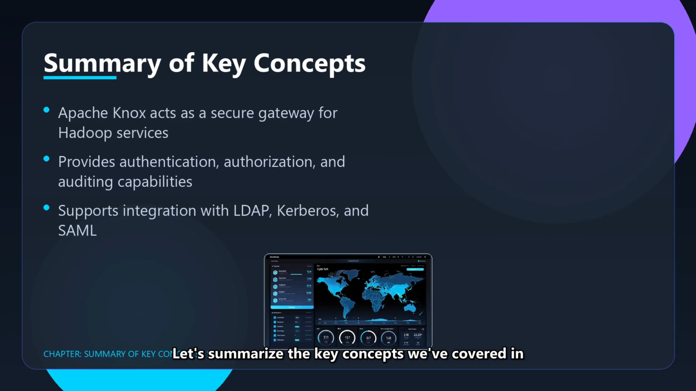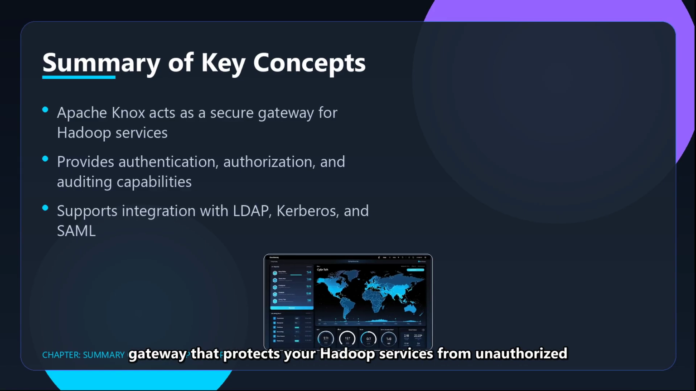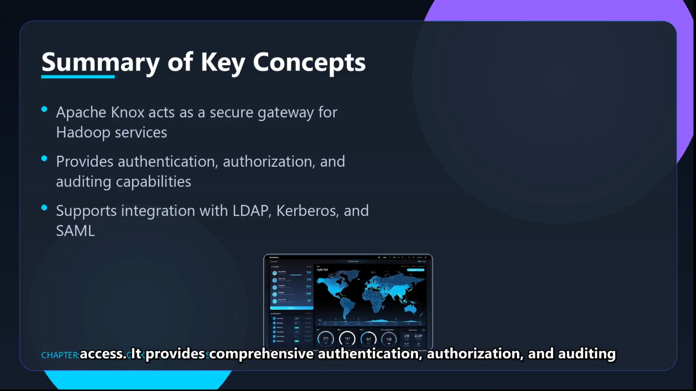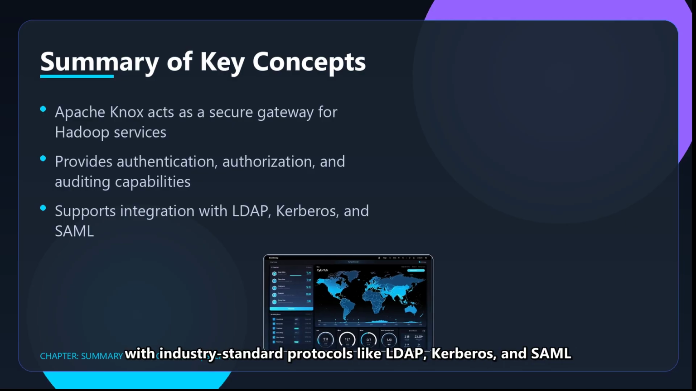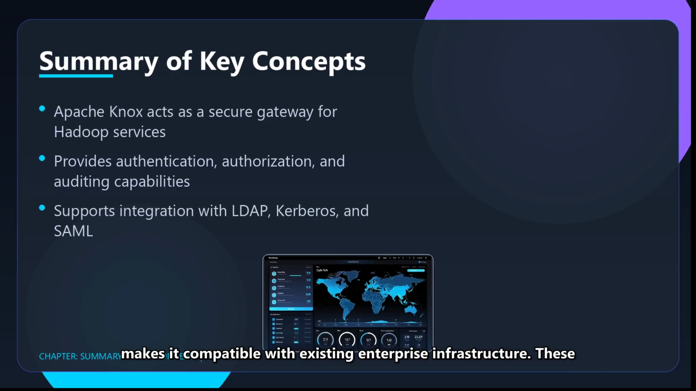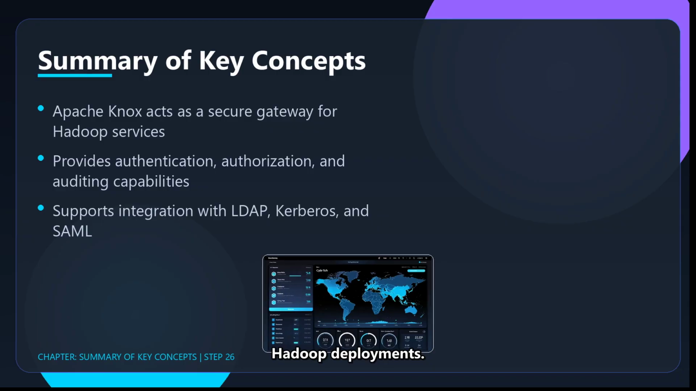Let's summarize the key concepts we've covered in this tutorial. Apache Knox serves as a secure gateway that protects your Hadoop services from unauthorized access. It provides comprehensive authentication, authorization, and auditing capabilities that are essential for enterprise security. Integration with industry-standard protocols like LDAP, Kerberos, and SAML makes it compatible with existing enterprise infrastructure. These features make Knox an indispensable tool for secure Hadoop deployments.